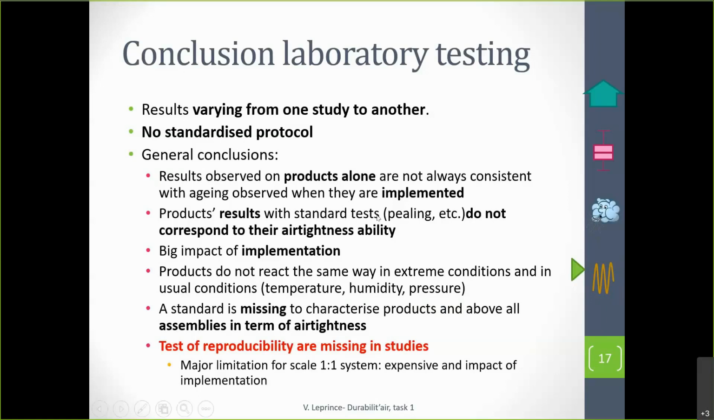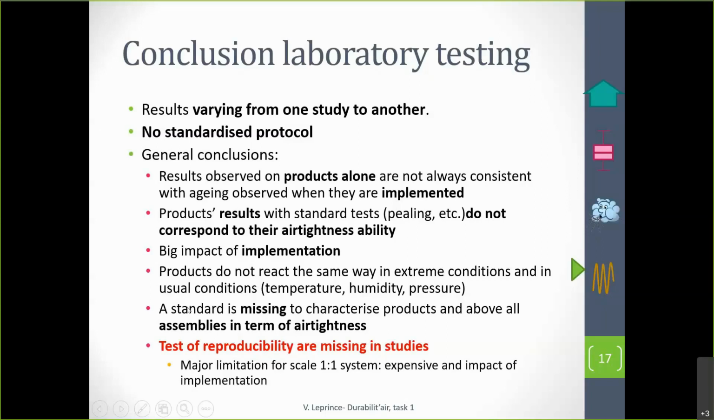Product results with standard tests, such as peeling, do not correspond to their airtightness ability, and this is very important. We have also seen that there may be a big impact of the implementation and of the environment during the implementation. We also have seen that the products do not react the same way in extreme conditions and in usual conditions, so it's very important not to test the product under too extreme conditions, because it may not reflect what will happen in real life.